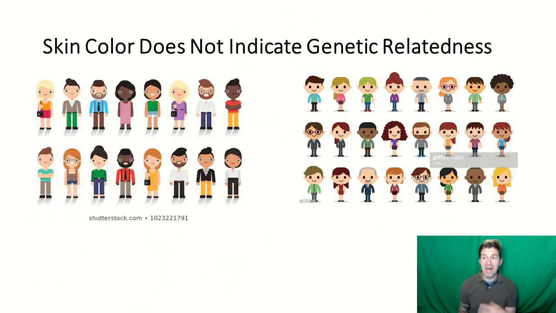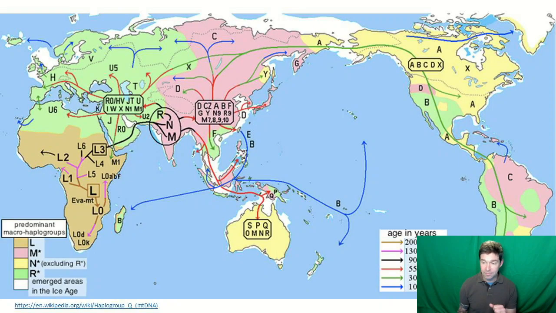So skin color does not indicate genetic relatedness. You can see people with very different skin tones being very closely related, or people that have very similar skin tones and aren't very related at all, right? So you kind of have to throw that one out the window.